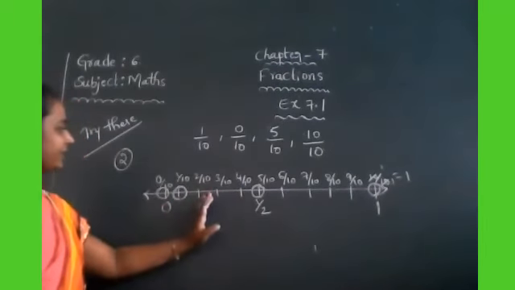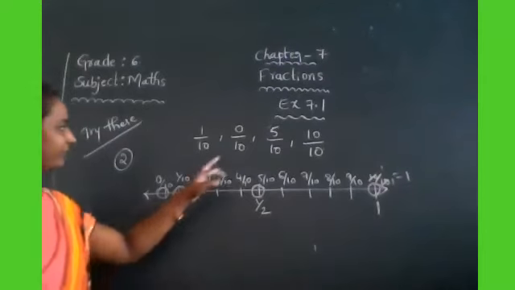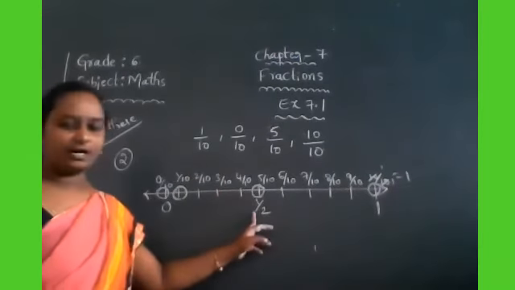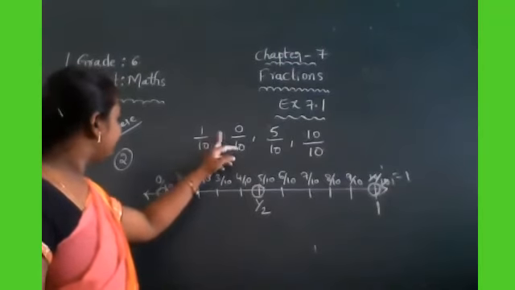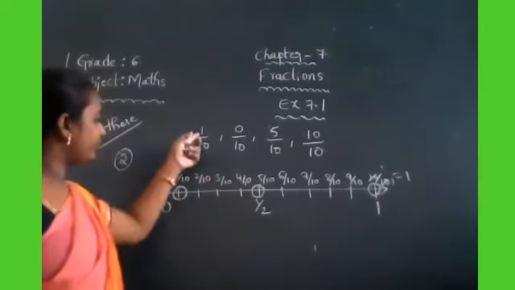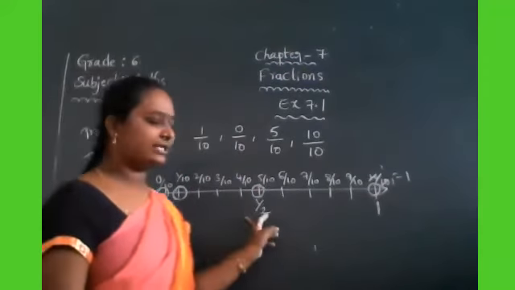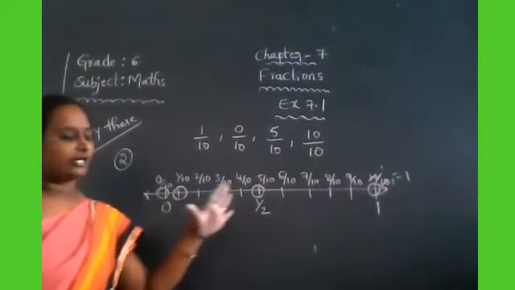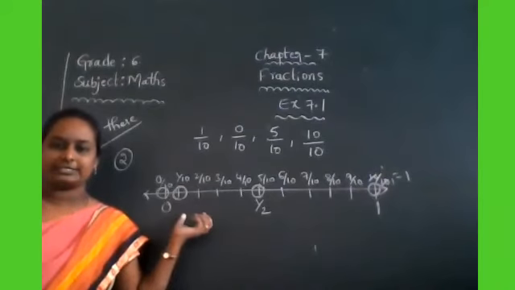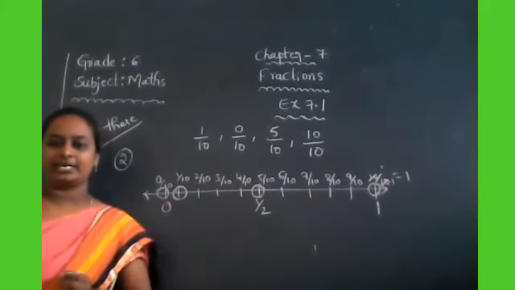So 0 by 10 is equal to 0, 1 by 10 is here, 5 by 10 is nothing but half, and 10 by 10 is equal to 1. Okay, like this we have to represent the fractions on a number line.